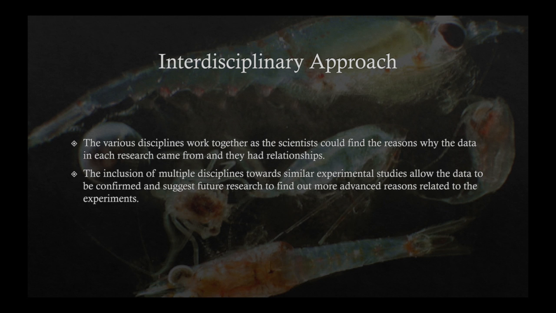Such chemical changes due to high energy expenditure could affect the predation of other organisms. The communication between species was confused by the predation, and so bioluminescence could no longer have an effect. The inclusion of multiple disciplines towards similar experimental studies allows the data to be confirmed and suggests future research to find out more advanced reasons related to the experiments.